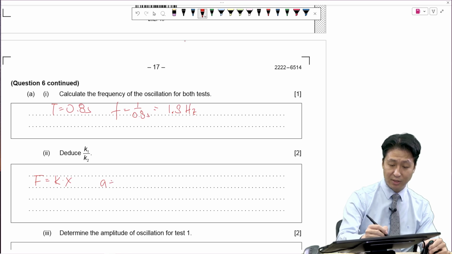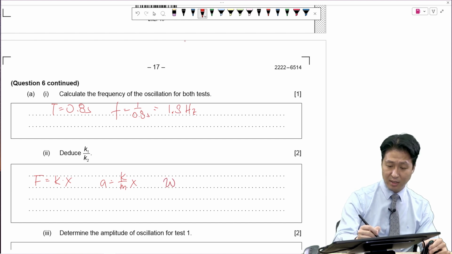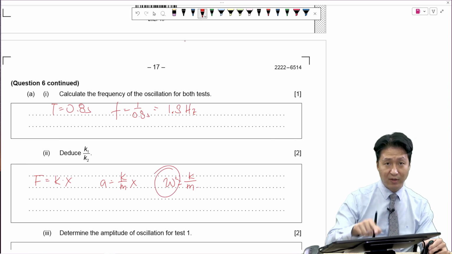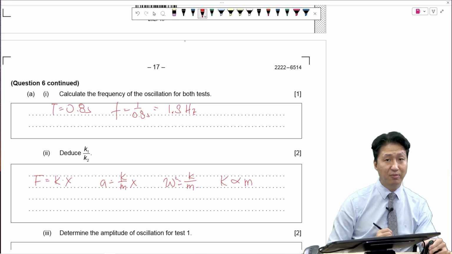Also, acceleration is spring constant over the mass times the displacement. And if you think of it this way, angular velocity squared is, yes, spring constant over the mass. Now, in both cases, we found that the angular velocity or the frequency is the same. This means that the spring constant in both cases is proportional to the mass.